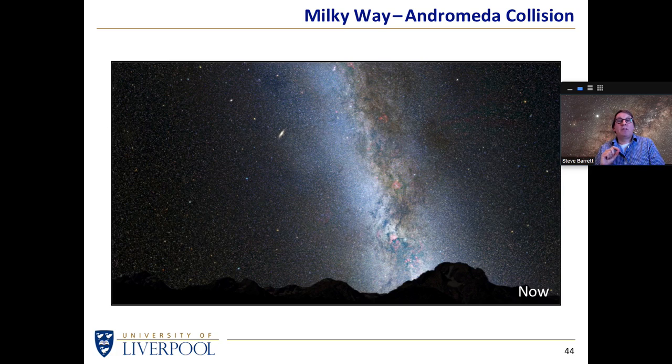That's what we see in the sky now. If we're in dark enough skies, we see a band of the Milky Way because, of course, we're looking at the spiral structure from the inside, and there's the Andromeda galaxy over on the left-hand side.